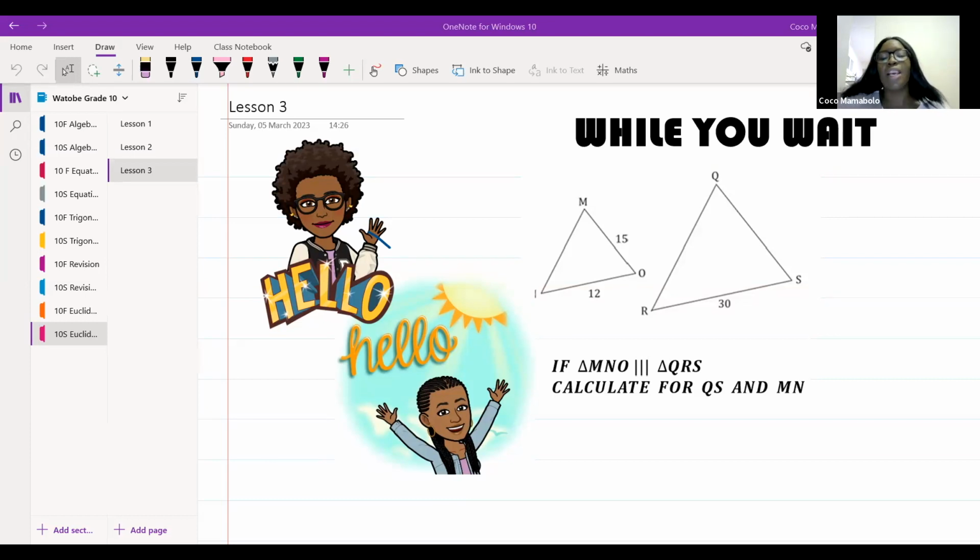Question on the screen, guys? It's a similarity question. Remember, 2 ways to prove similarity. The sides are equal and the angles are equal, or the sides are in proportion. So over here, we're looking at sides in proportion and we're trying to figure out the values for QS and MN. Please drop your answers in the chat if you've got any for me.